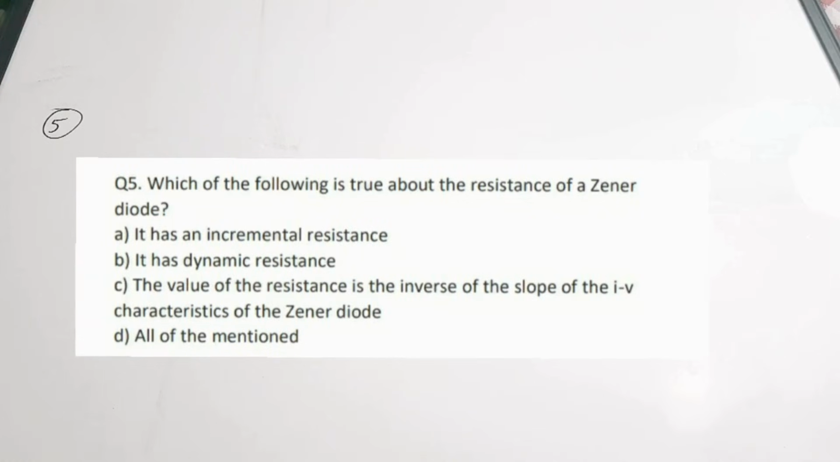The fifth question: which of the following is true about the resistance of a Zener diode? The question is connected to the resistance. A, it has an incremental resistance. B, it has a dynamic resistance. C, the value of the resistance is the inverse of the slope of the IV curve of the Zener diode. D, all of the mentioned. All the statements are correct.